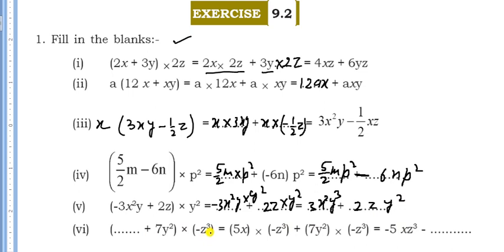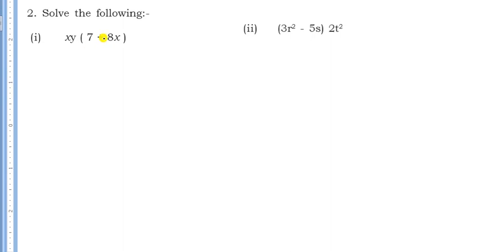Now come to this one. It is minus z cube. So minus z cube multiplied to 5x, so you can write here 5x. Now let us see the last: 5x z cube. Here is 5x z cube, so it is written here. And now minus 7y square z cube. So you can write minus 7y square z cube. So these are the answers of your questions.